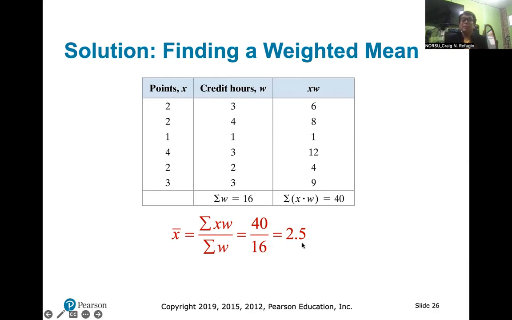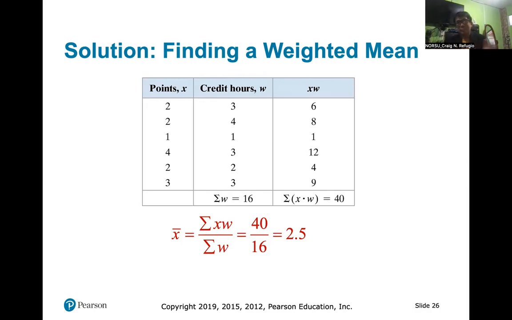What does it mean if the weighted mean is 2.5? We look at the grades: some are exactly equal to 2.5, some are a little bit lower than 2.5, and some are a little bit higher than 2.5.